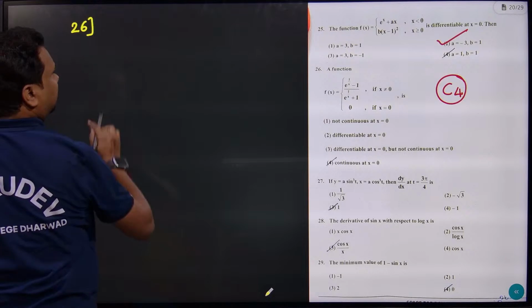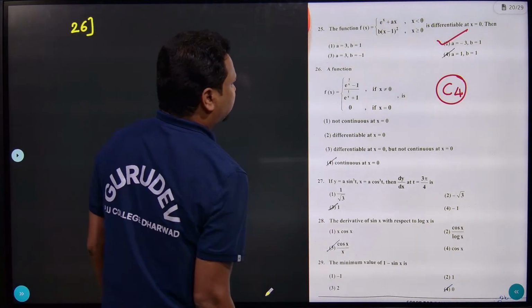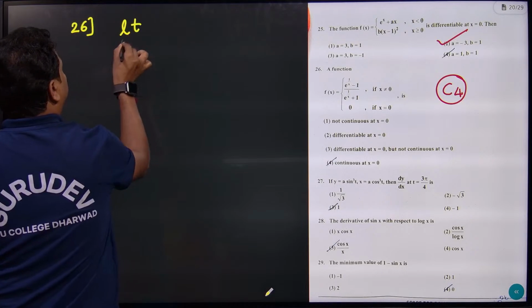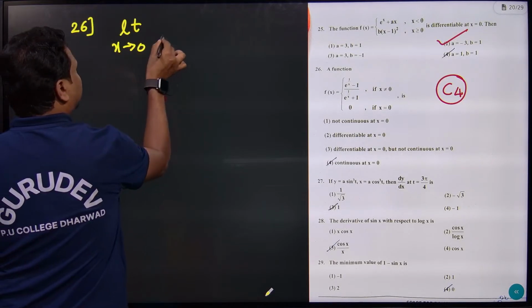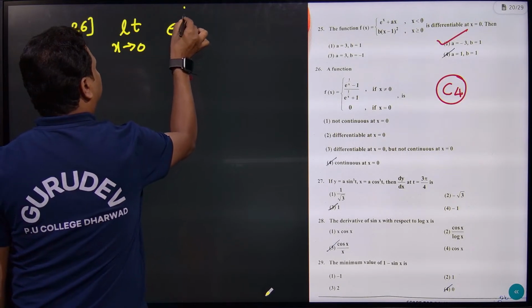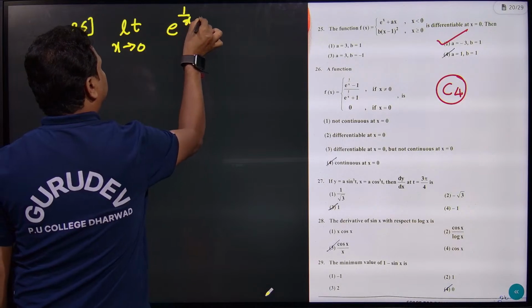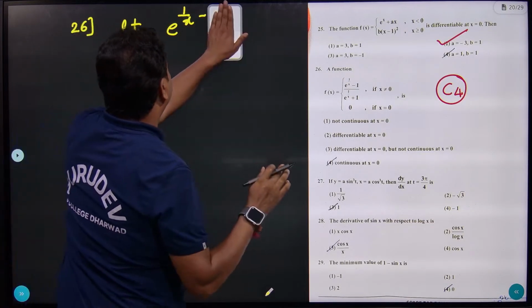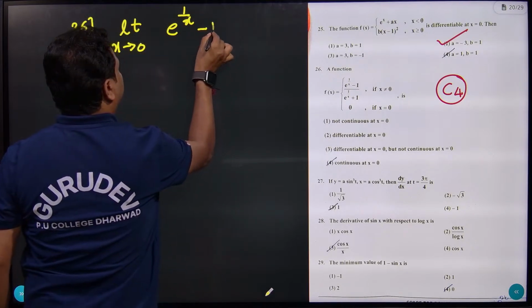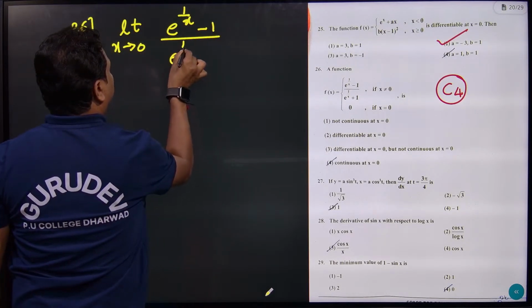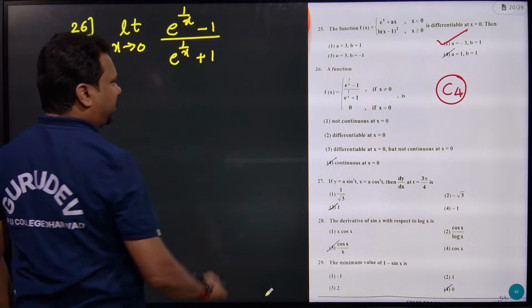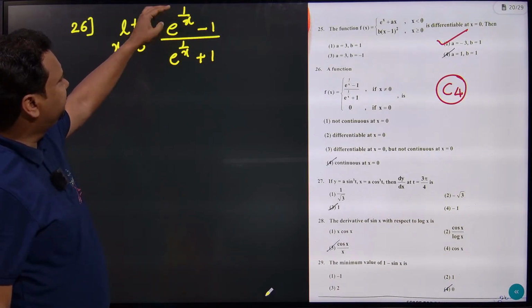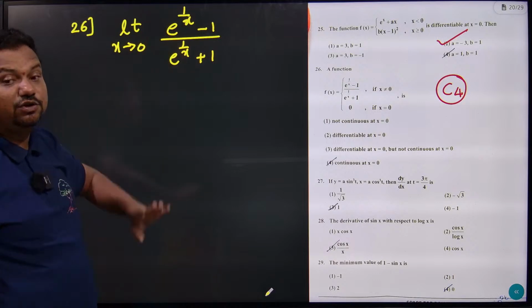What is the function? The question is on continuity and differentiability. Therefore I will take care of the limit as x extends to 0, e to the power 1 by x minus 1 over e to the power 1 by x plus 1. Okay, so if I put x equal to 0, 1 by 0 is infinity, so it becomes infinity by infinity format. I'll go for which method?